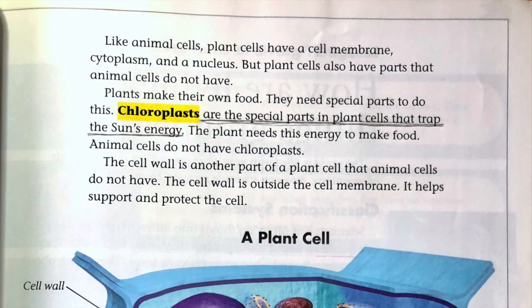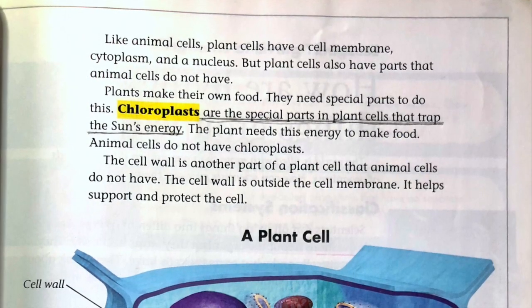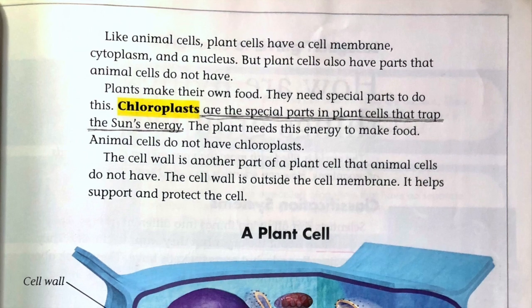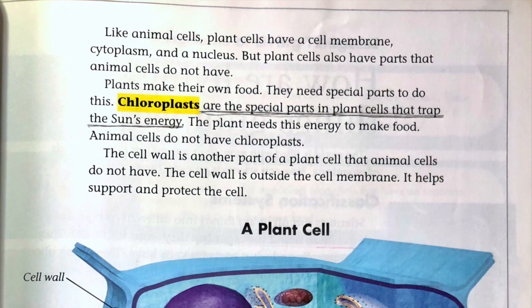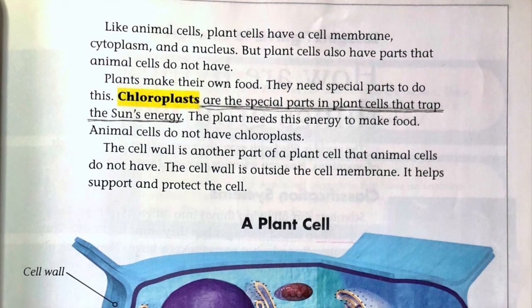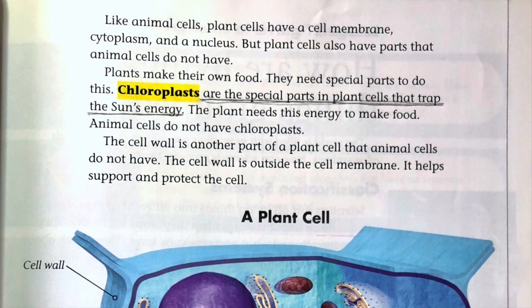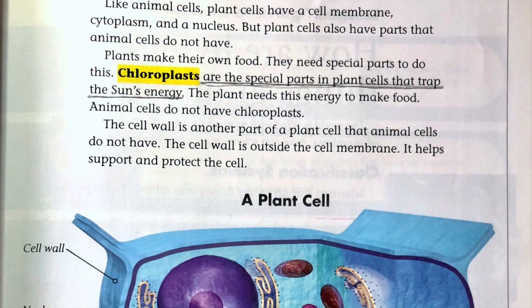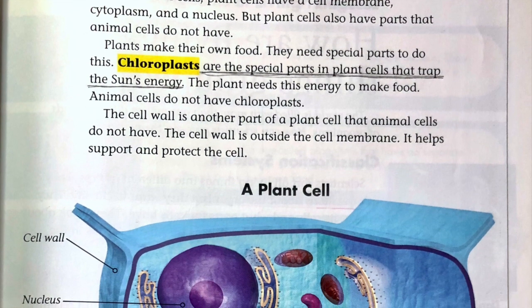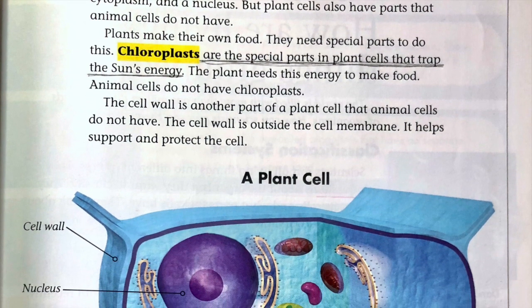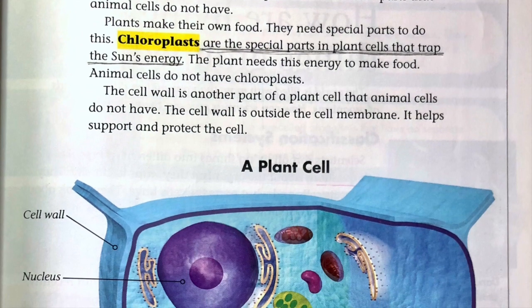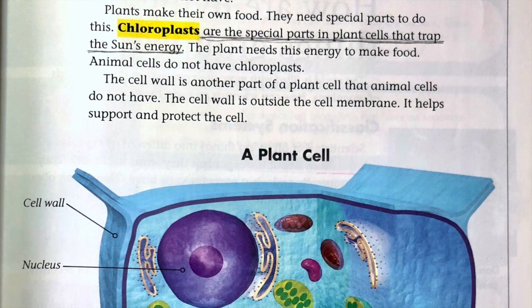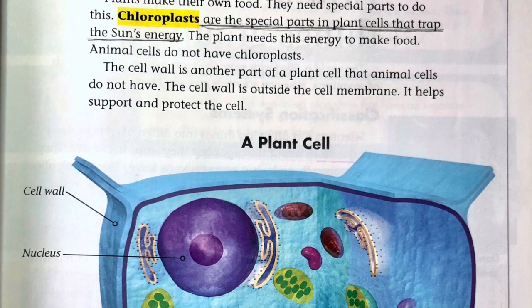Like animal cells, plant cells have a cell membrane, cytoplasm, and a nucleus. But plant cells also have parts that animal cells do not. Plants make their own food. They need special parts to do this. Chloroplasts are the special parts in plant cells that trap the sun's energy. The plant needs this energy to make food. Animal cells do not have chloroplasts.